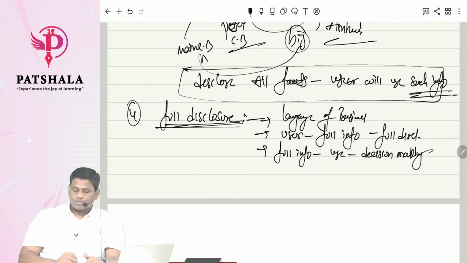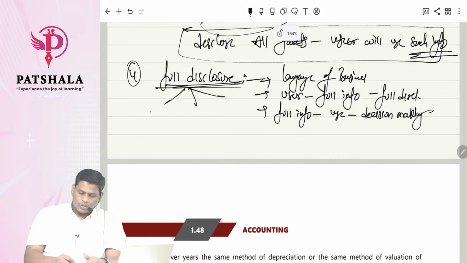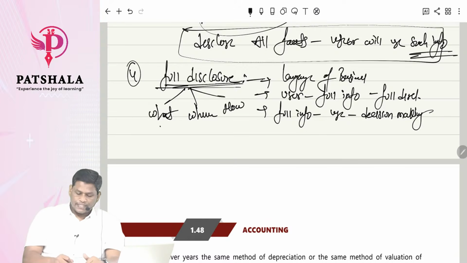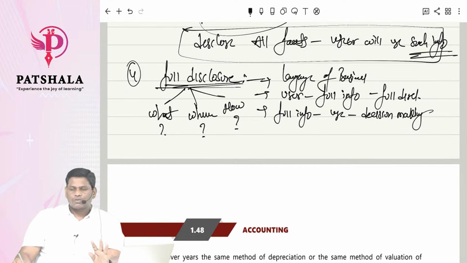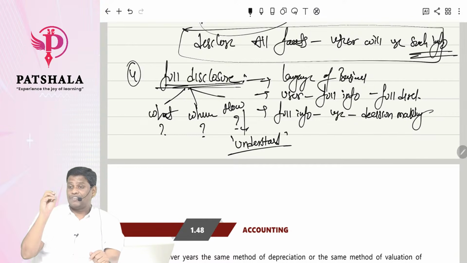Full disclosure. Three questions arise here: what to disclose, where to disclose, how to disclose. What to disclose? Disclose everything. Where to disclose? In your books of accounts. How to disclose? In such a way that everyone will understand. Everyone will understand when you follow these accounting principles.